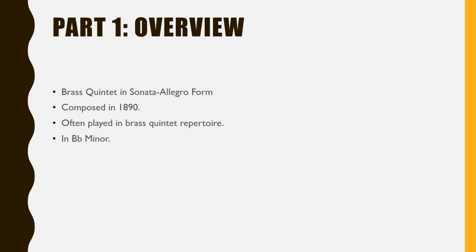It's a sonata allegro form, so nothing too crazy that we're not used to. Composed in the late 1800s, 1890 to be specific, and it's really standard brass quintet repertoire. A lot of people know this piece, and I actually played it this past summer in Michigan. It's really a beautiful piece. I love it a lot, and it's in B flat minor, so keep on the lookout for that. And let's take a look at the whole piece right now.